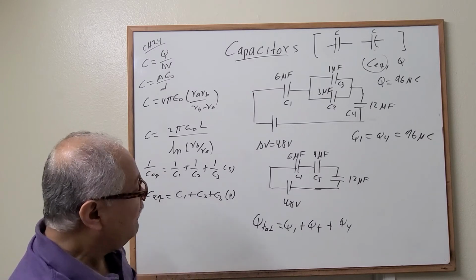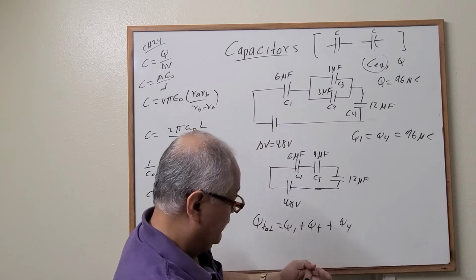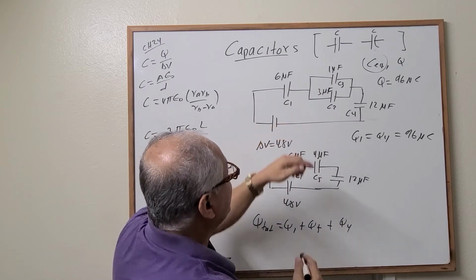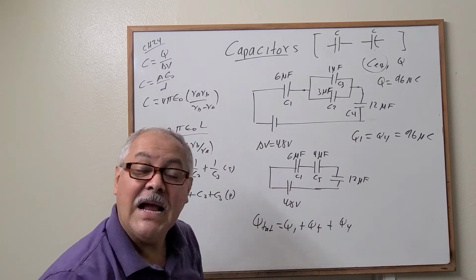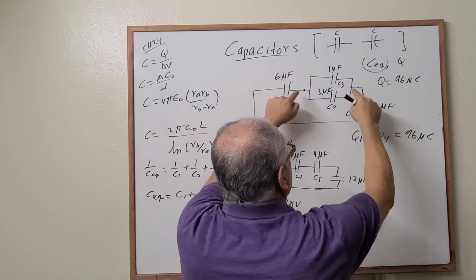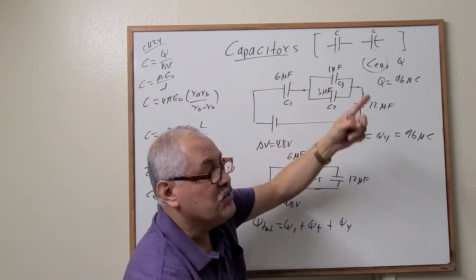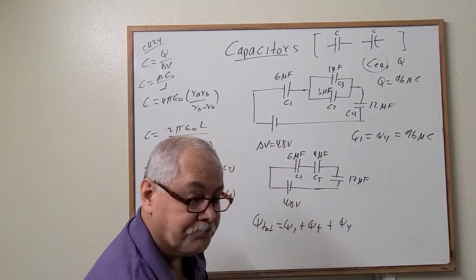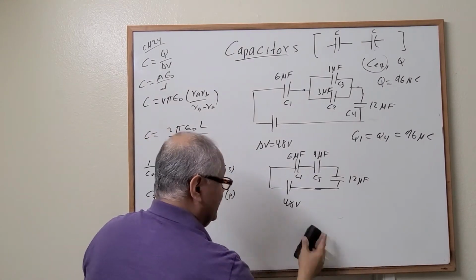Correct. Now what about the charge on capacitor 2 and capacitor 3? Well, to do that, let's try to find first the potential difference, because these two have the same potential. And then once we know the potential and we know the capacitance, we can find the charge. Okay, let's do it right here.